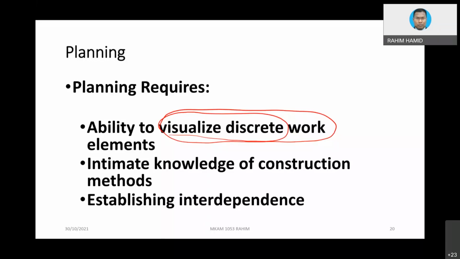Intimate knowledge of construction method. That is why during construction, as a contractor, you are required to submit a construction method. So what is inside the construction method? A construction method tells us the step-by-step procedure to construct something. When you can come up with a construction method, it means you know how to construct, and you take many things into account.